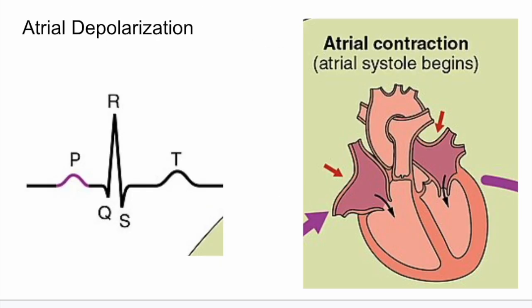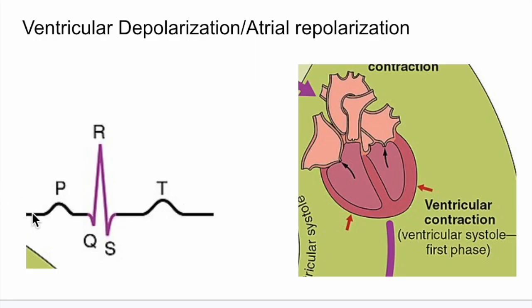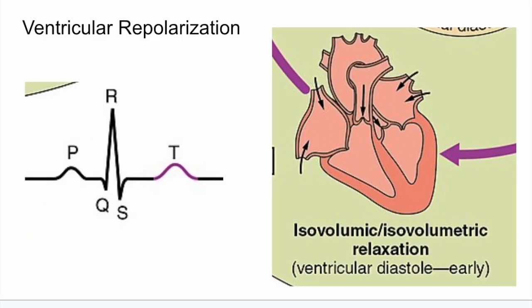This is another way of showing that. So here is that P wave, and here is the illustration of the atria contracting. Here is the QRS complex and the ventricular contraction illustration. And here is the T wave and ventricular diastole, right? So whenever I'm saying contraction, I could also be saying systole. When I'm saying relaxation, I could be saying diastole, right? They mean the same thing.